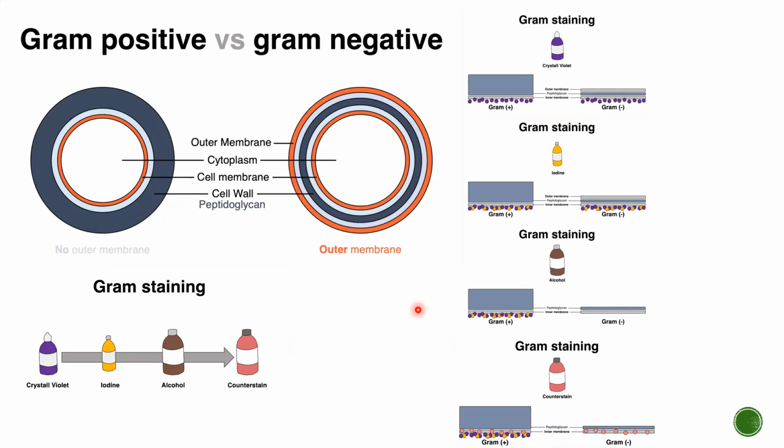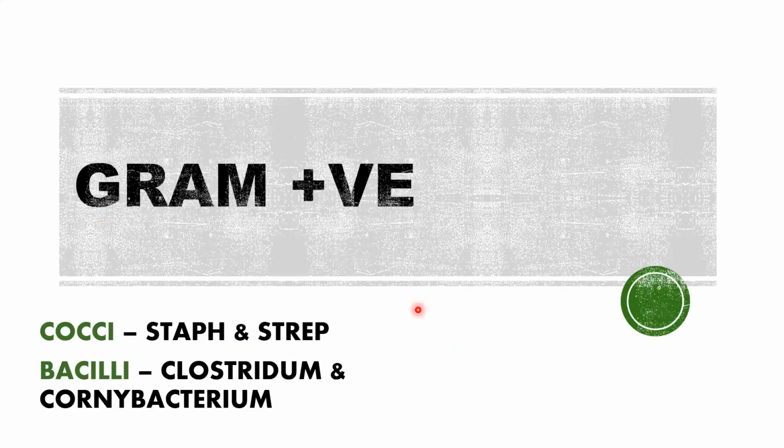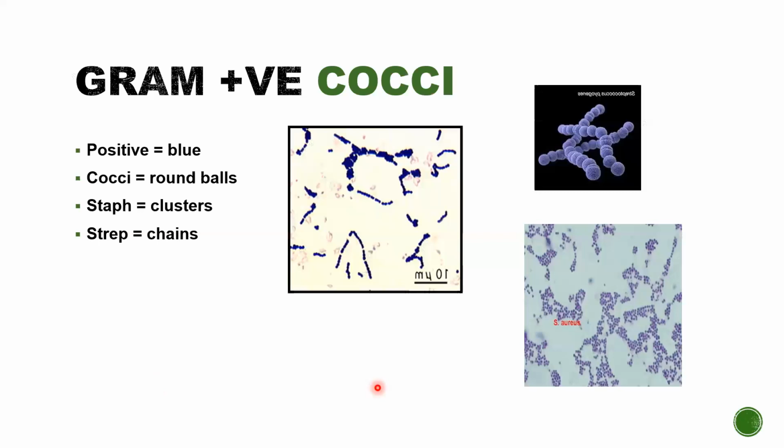Now let's start with the first lecture, which is the gram-positive bacteria. The way we classify gram-positive is from the shape. So we either have the cocci or the bacilli. Cocci are round, so they look like little balls. The bacilli are rods, so they're like sticks. So this is the main difference.